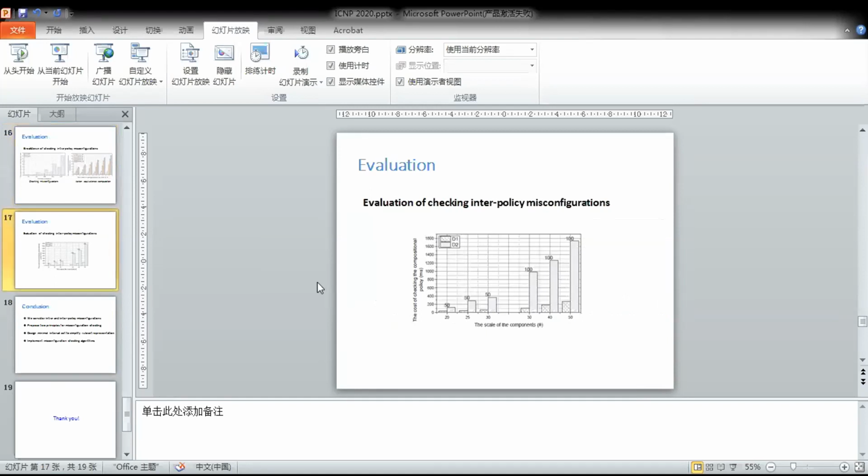Finally, we evaluate the overhead of checking inter-policy misconfigurations. We build a composite SDN application which involves all three types of operators. More specifically, we evaluate the cost of checking a composite application with tens of policies. Each policy contains 15 or 100 rules from the two types of rule sets. Nevertheless, checking 15 composite policies requires less than 2 seconds.